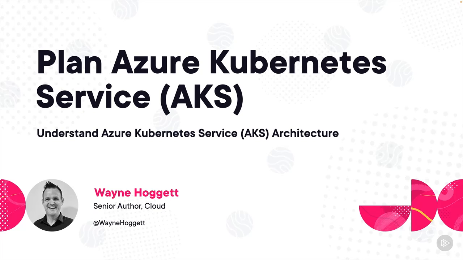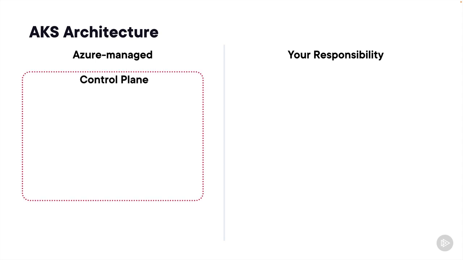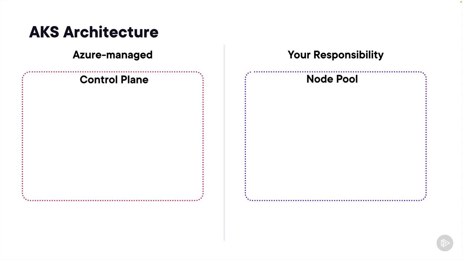Let's get stuck into the first module, Understand Azure Kubernetes Service Architecture. Azure Kubernetes Service is a managed service that simplifies deploying, managing, and scaling containerized applications using Kubernetes. With AKS, you share the responsibility of managing your Kubernetes cluster with Microsoft. And AKS consists of two main components, the control plane, deployed and maintained by Microsoft, and node pools, which are deployed and maintained by you.